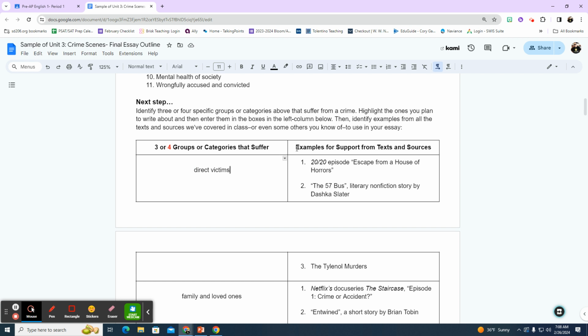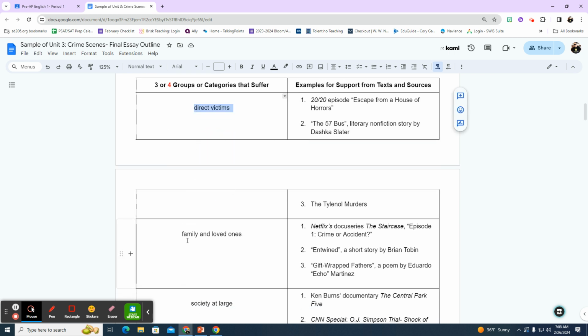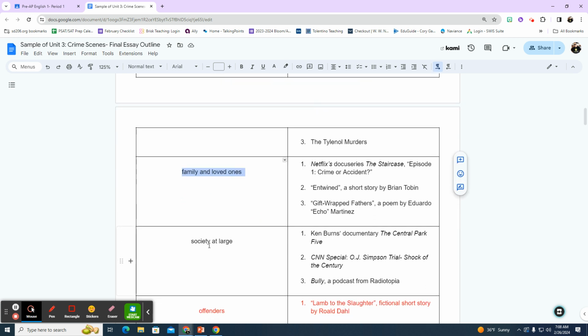So that takes us to the next process. Now, the next process is these are all going to make up your body paragraphs. You're going to have a paragraph about how direct victims are affected. You're going to have a paragraph about how family and loved ones are affected when a crime is committed.